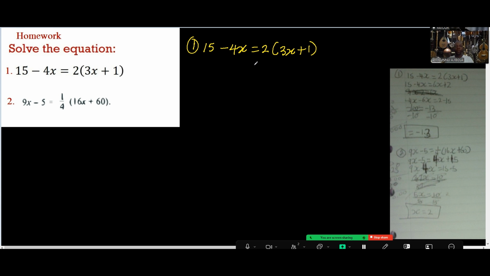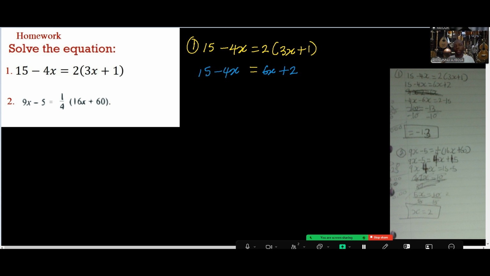The first thing we need to do is to open the bracket on the right hand side. The 2 is going to multiply everything in the bracket. So we're going to have 2 times 3x, that is 6x, and 2 times 1 gives us 2, and they are both positives. The one on the left hand side will be rewritten just like that, that is 15 minus 4x.